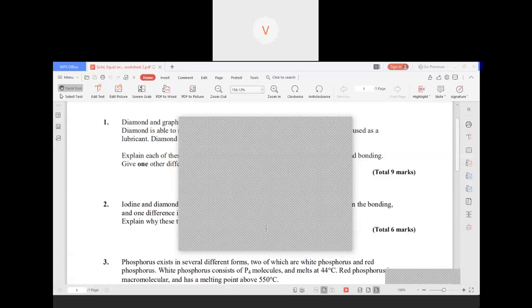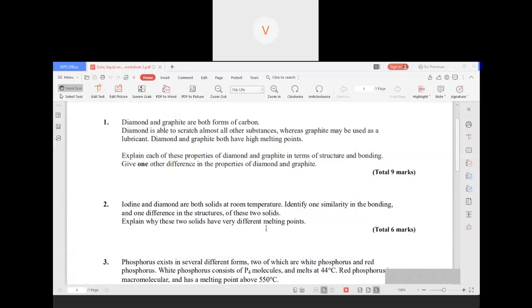Diamonds do not have mobility of electrons. Yes, it does not have a mobile sea of electrons.